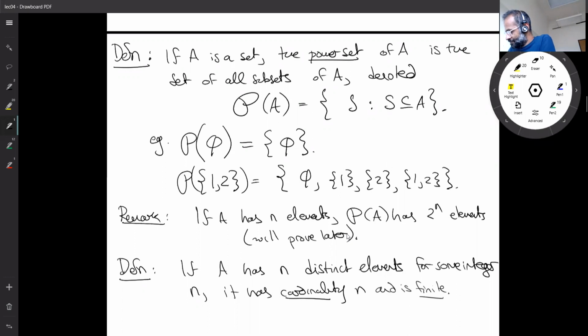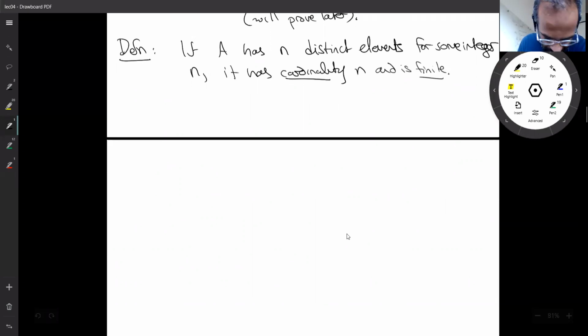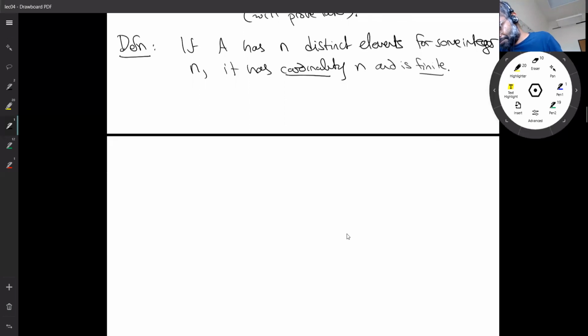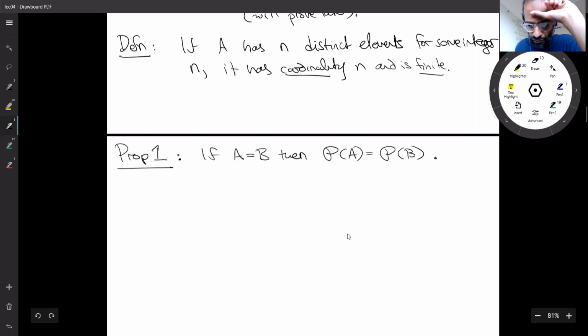Okay, so so far I've introduced the notion of being a subset and of power set. So let's prove a little proposition about these new concepts of power set and being a subset. So let's call this proposition 1. Proposition 1 says that if 2 sets are equal, then their power sets are equal. Not very surprising. But let's prove it just so we're sure.